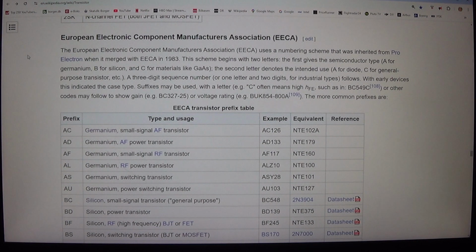Suffixes may be used, with a letter, for example C often means high hFE, such as in BC549C, or other codes may follow to show gain, for example BC327-25, or voltage rating, for example BUK854-800. The more common prefixes are: EECA transistor prefix table. Prefix, type and usage, example, equivalent, reference.